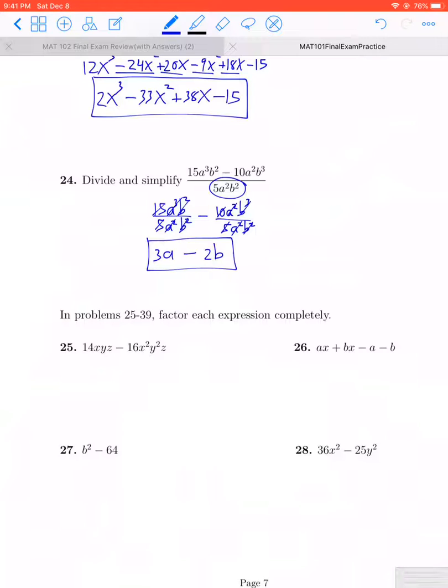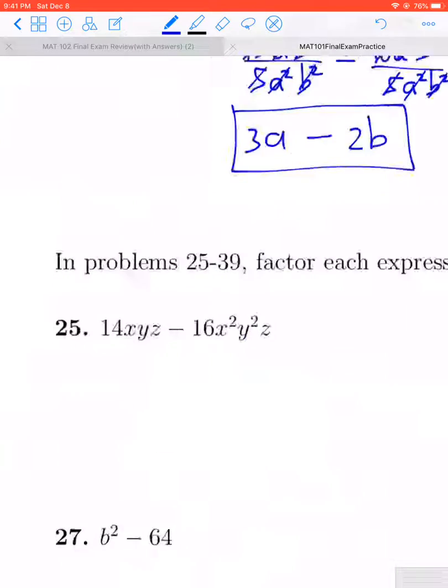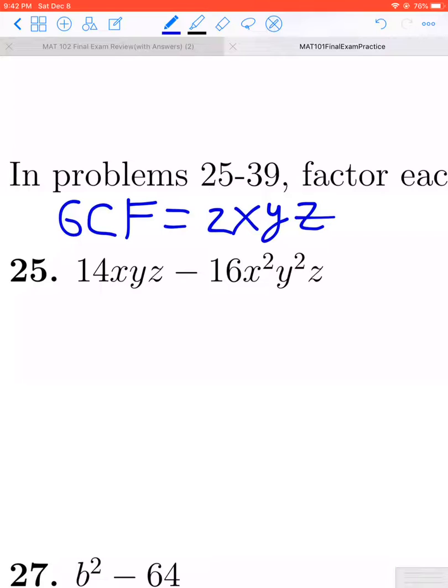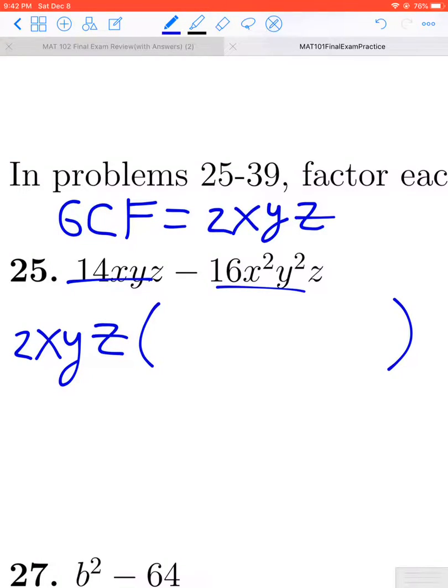In the next batch of questions, we now move on to our factoring. 25 highlights the fact that no matter what method you're going to use, you should always begin by looking to see if your terms have a GCF, or greatest common factor. Here, the greatest common factor is going to be 2xyz. So I'm going to factor a 2xyz out of both of these terms. Notice in the beginning, if we started with 2 terms, then our parentheses should also contain 2 terms as well.